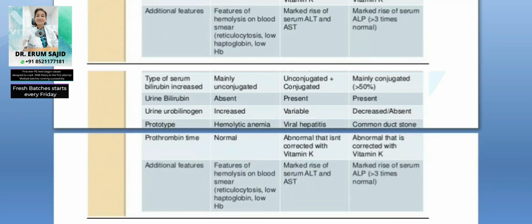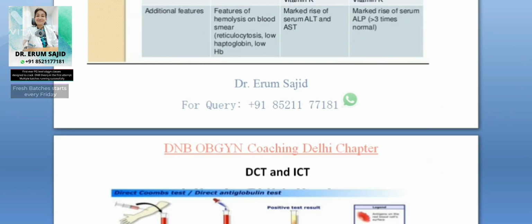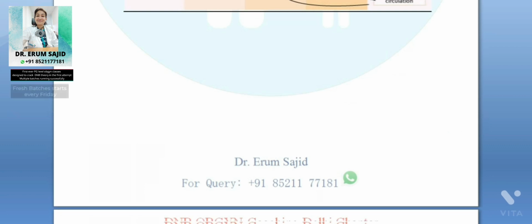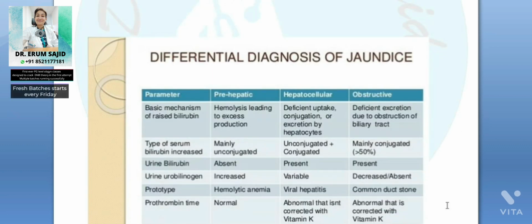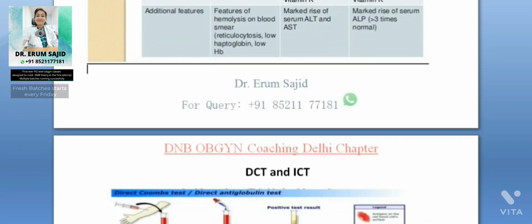See over here, it's going to be markedly decreased, or even absent. I'm really sorry, this is not going. Yeah, see, urine urobilinogen absent or markedly decreased, and this is basically because of a common duct stone, and this hepatocellular is usually because of some kind of hepatitis. So this was nothing, just brushing up.